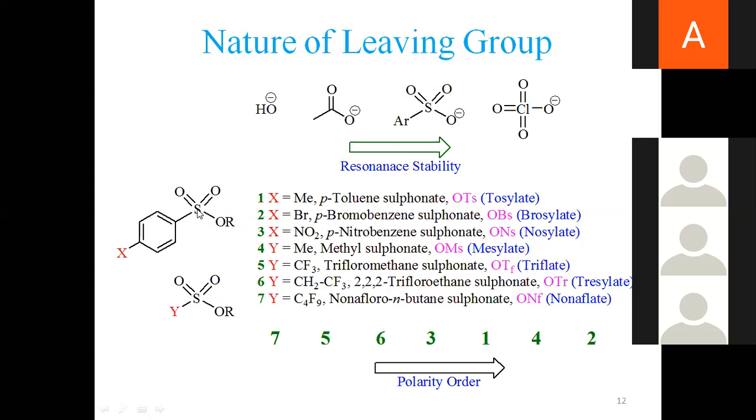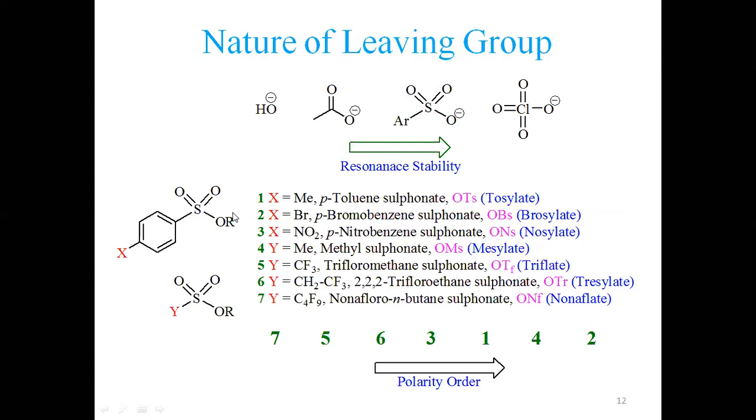So this is sulfonyl, oxygen bonded with alkyl. This is due to this difference. This is called sulfonate. If we have a hydrogen here, this shall be called sulfonic acid. All right, so this is called sulfonate. So what sulfonate? This is para-toluene sulfonate, and this is abbreviated as OTs.